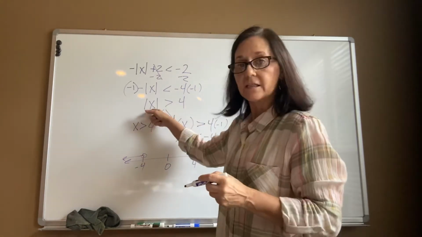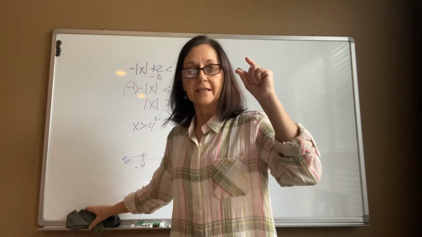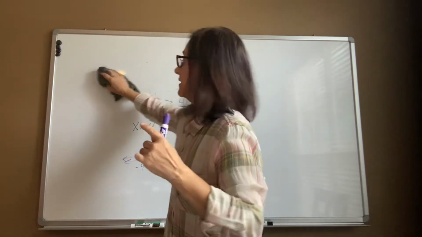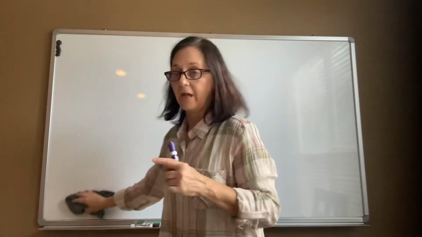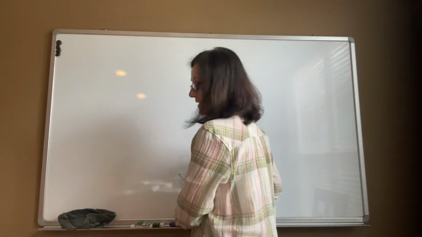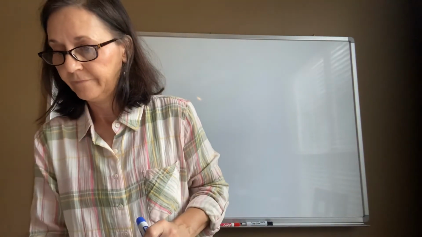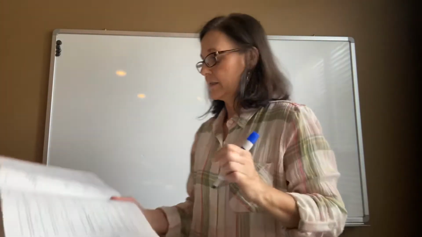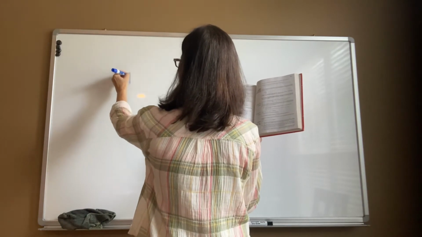So once you've isolated that absolute, you should be able to tell by the sign: less than is a conjunction, greater than is a disjunction. Okay? Of course, you got to remember what a conjunction is and a disjunction. Conjunction is and, disjunction is or. Okay? Now, there are 2 special cases. And I really want to look at them together.